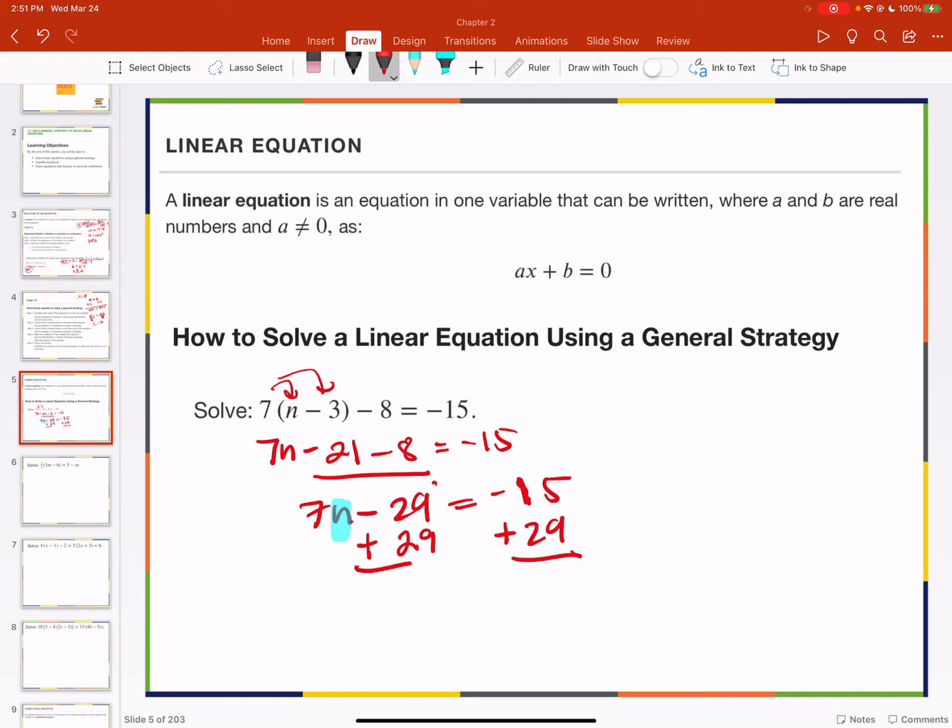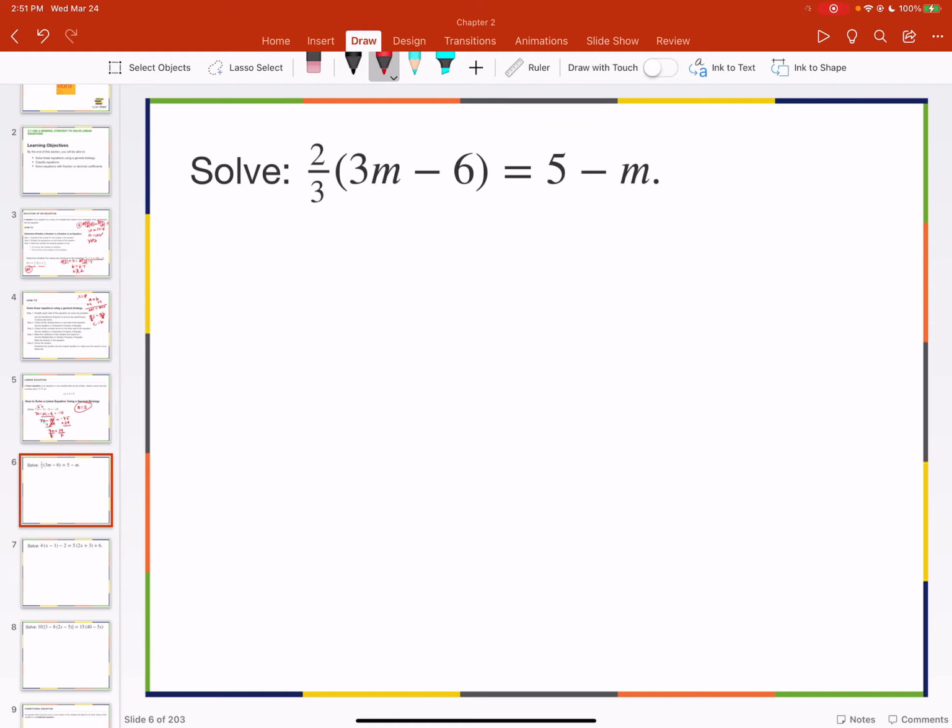Now I've canceled this out. So I get 7n is equal to 14. In order to get rid of the 7, since 7 and n together means multiplication, I need to do the inverse, which is division. So divide both sides by 7, and you get n is equal to 2. Okay, let's do a few more.